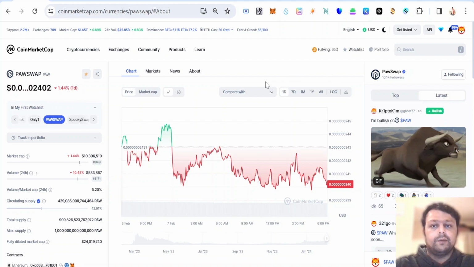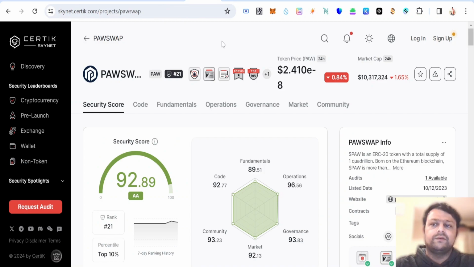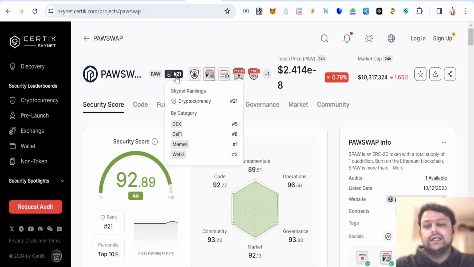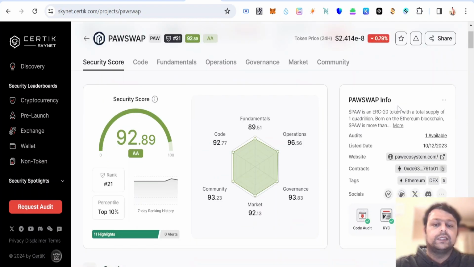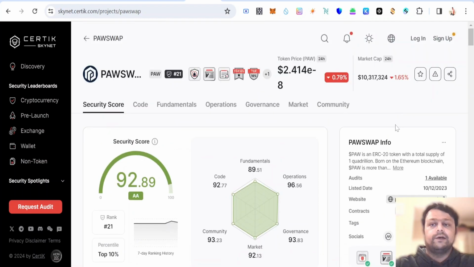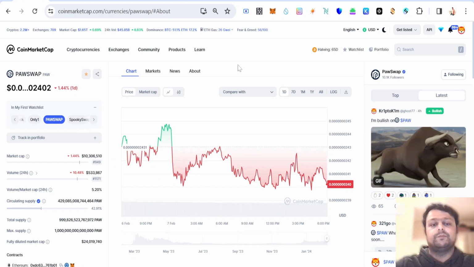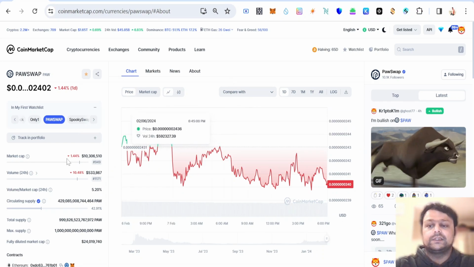But if we talk about the overall Pawswap, I have a positive feeling about this, because if we check the CertiK score, they have a AAA CertiK score, Pawswap, and currently it's ranked like 21st, which is a good sign, and they have a lot of development yet to be done, and if the team delivers all the promises, then I can see this token going up very high pretty easily.